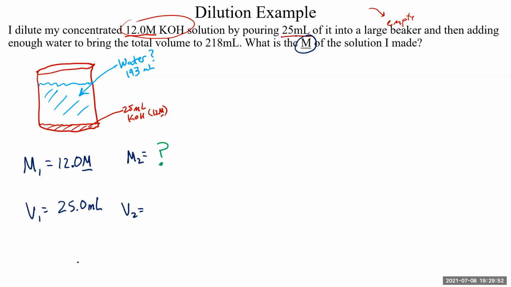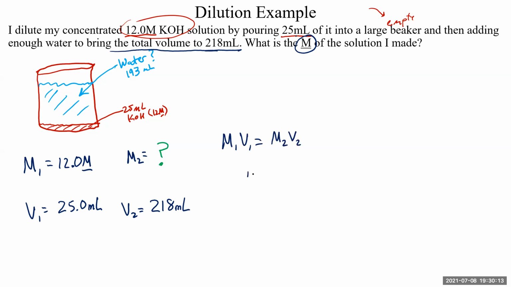We're going to use it in 2 different ways. Okay, our volume 2 is what? It's 200. We bring the total volume up to 218. So our total volume is 218 milliliters. So I'm just going to set up my formula. Again, just as a reminder, M1V1 equals M2V2.